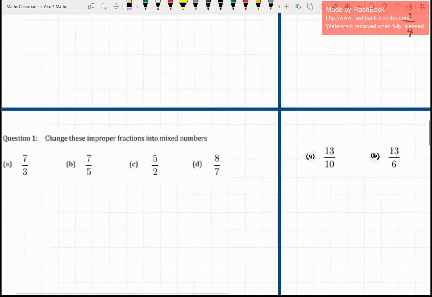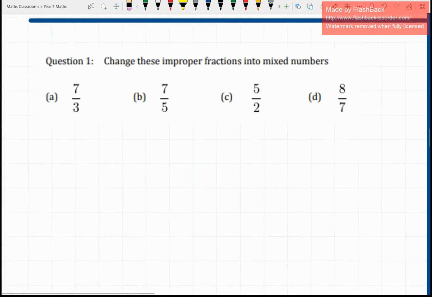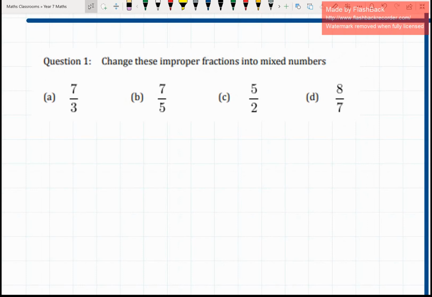Okay, so we're going to change these from improper fractions to mixed numbers. So remember, we want to have a whole number with a fraction next to it. And remember how we do that. Very simply, we have how many 3's go into 7? 2, remainder 1. So we have 2 and we have 1/3.